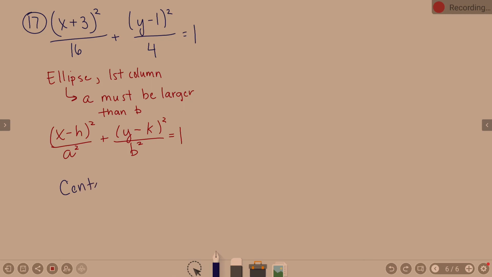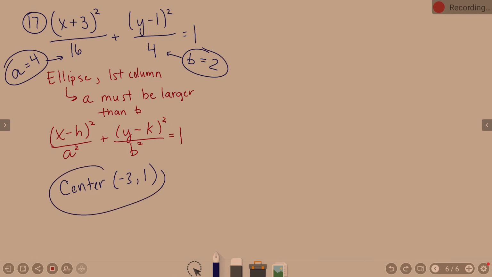I would definitely pick out where your center is. X value is x plus 3, so opposite of that means it's a negative 3. Y coordinate is y minus 1, so opposite of that is 1. So we have a center at negative 3, 1. My A value, if A squared is 16, then we know A is 4. If B squared is 4, then we know B is 2, correct? This information I'm trying to make sure we have.